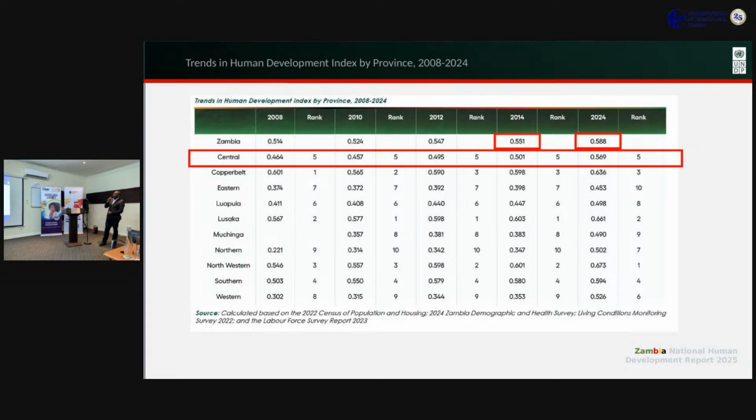Then trends in human development by province. The trend is all the way to 2024. It shows you, for instance, 0.4, then 2010, 0.4, rank number 5. Northwestern was number 1, then Copper, then Southern Province.